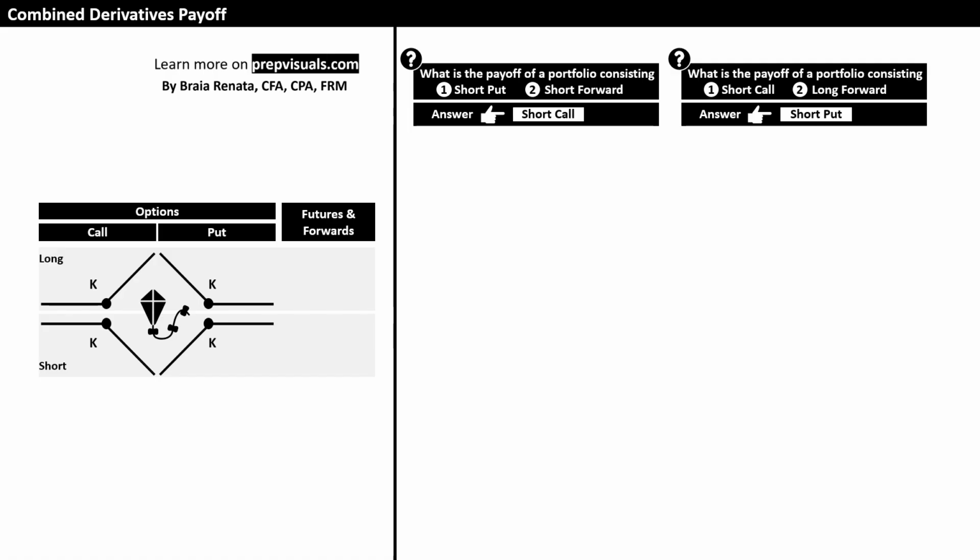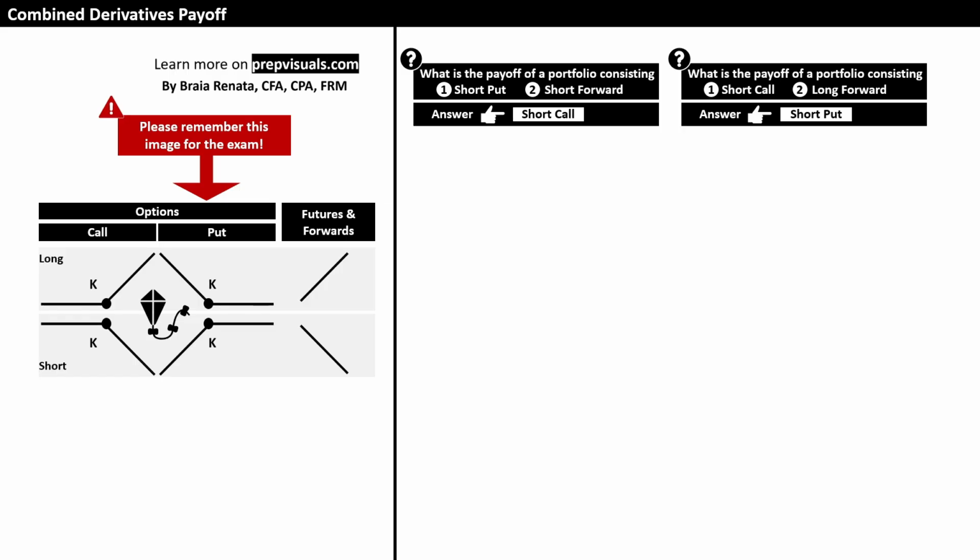In the case of futures or forwards, the payoff diagram is much simpler. An upward sloping line represents a long position, while a downward sloping line represents a short position. And this is a very important visual because this forms the foundation for answering these questions quickly on the exam. So my request is very simple. Please remember this image for the exam. Now let's put this in practice and let me walk you through how to answer the first question.